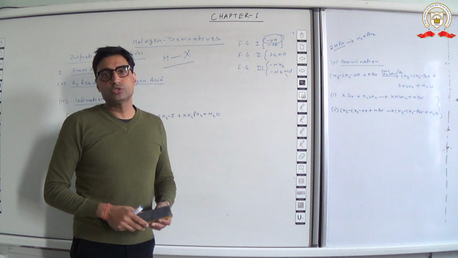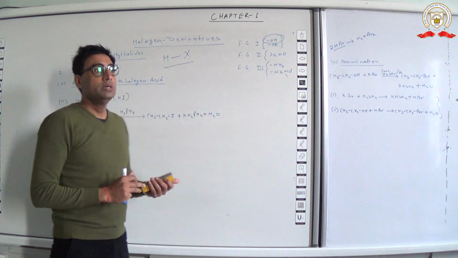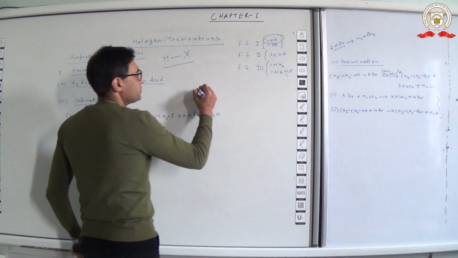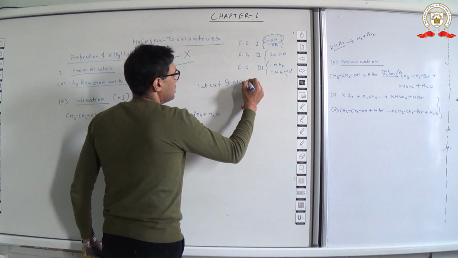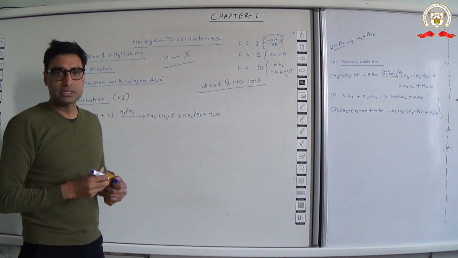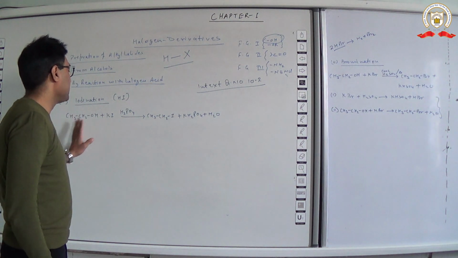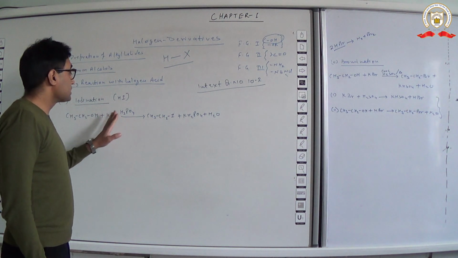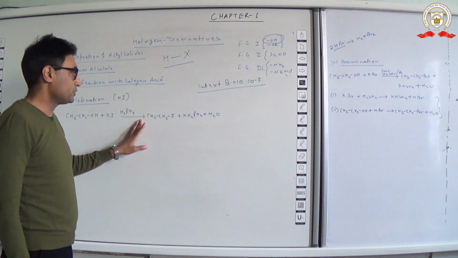In bromination we used H2SO4, but in iodination I am using H3PO4. This is your NCERT question. This is in-text question number 10.2. The same question is asked there: why during iodination of an alcohol by KI do we use H3PO4 instead of H2SO4? I'll explain that to you.